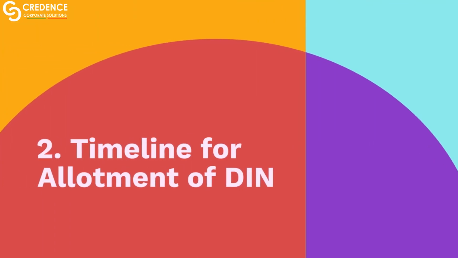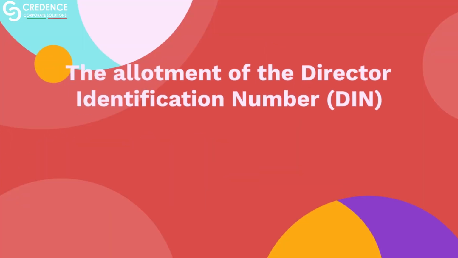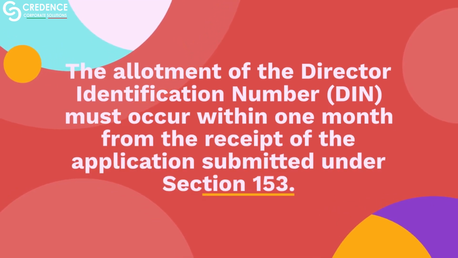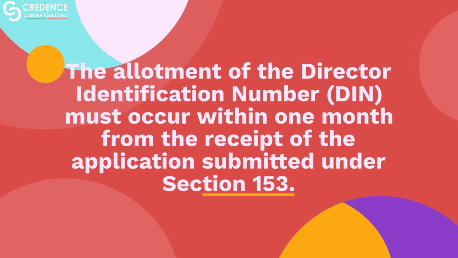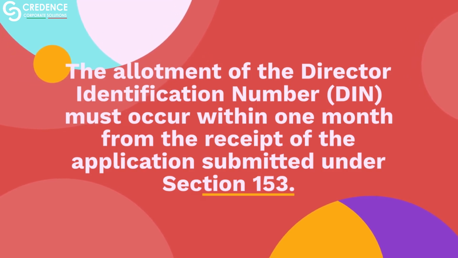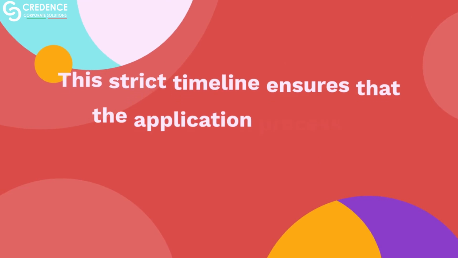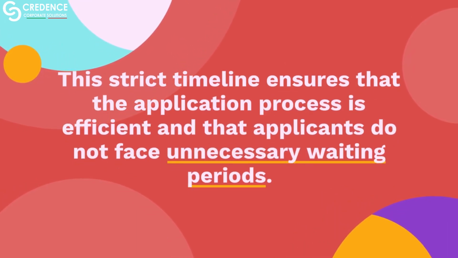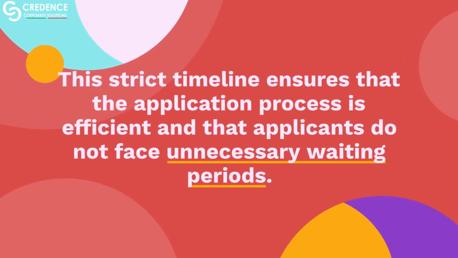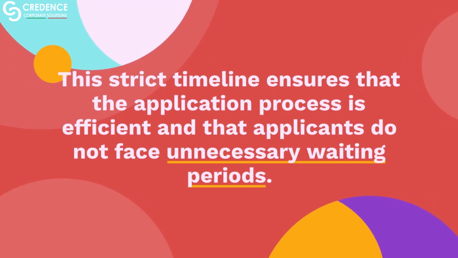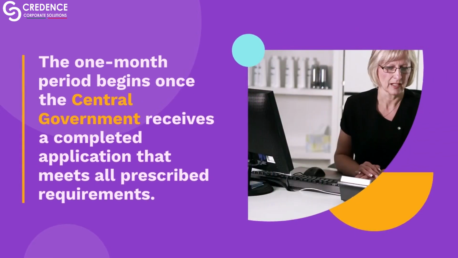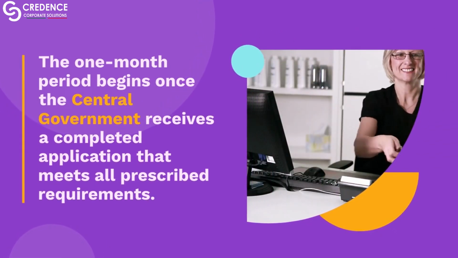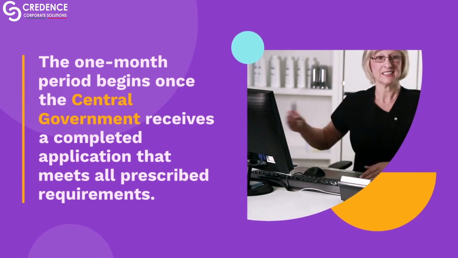2. Timeline for allotment of DIN. The allotment of the Director Identification Number, DIN, must occur within 1 month from the receipt of the application submitted under Section 153. This strict timeline ensures that the application process is efficient and that applicants do not face unnecessary waiting periods. The 1-month period begins once the central government receives a completed application that meets all prescribed requirements.